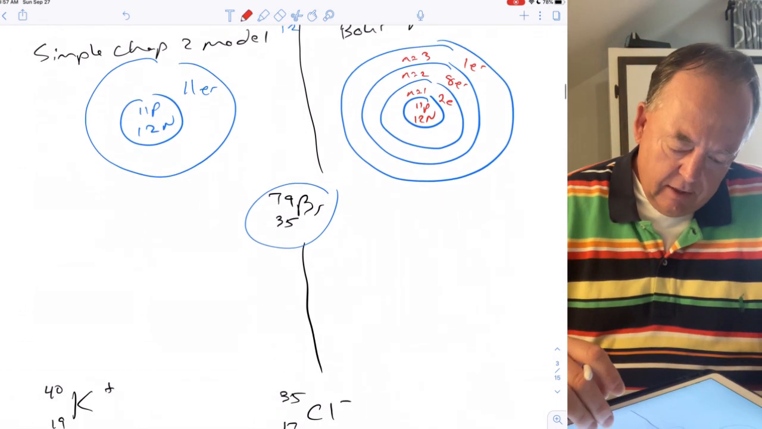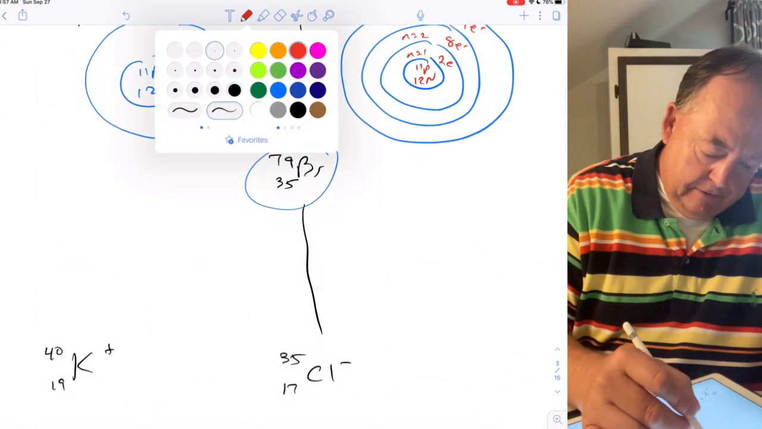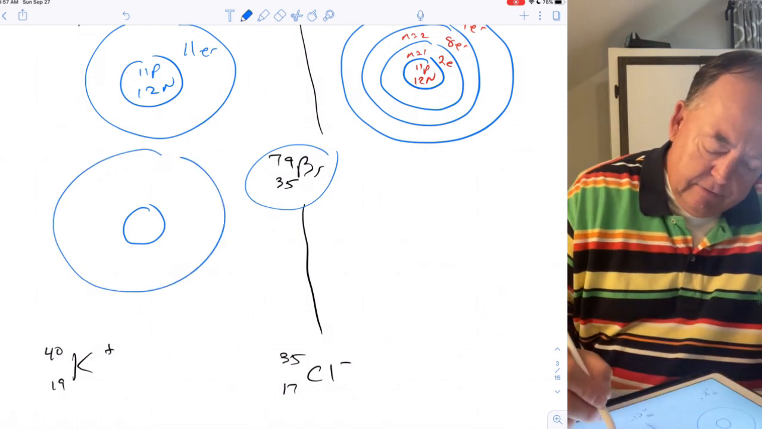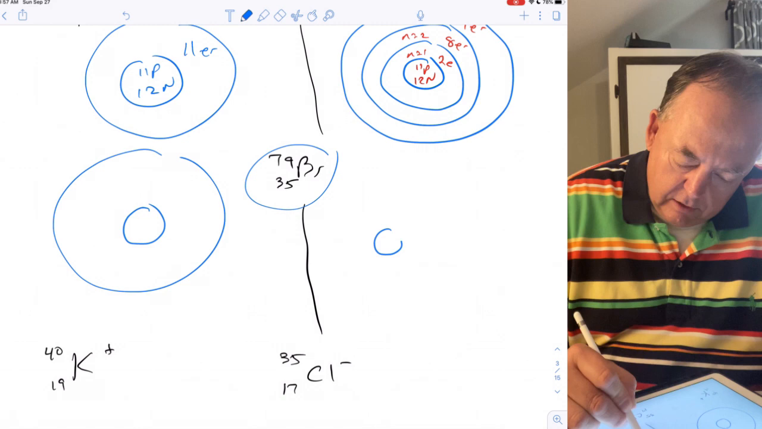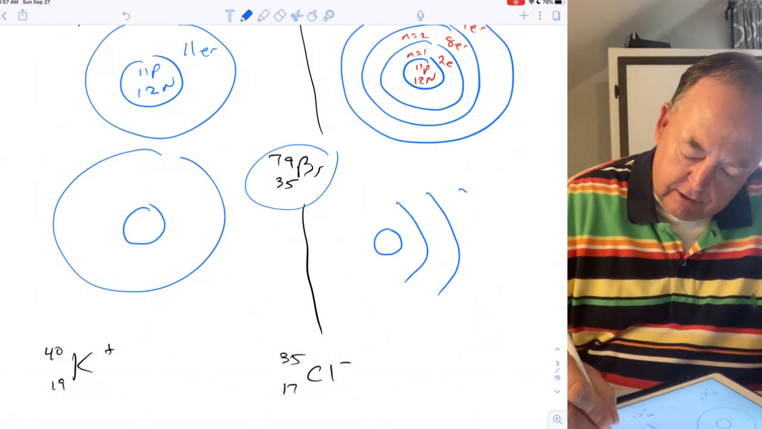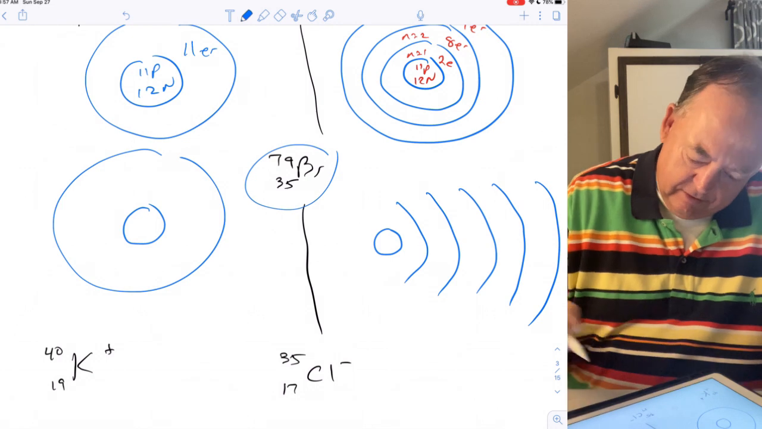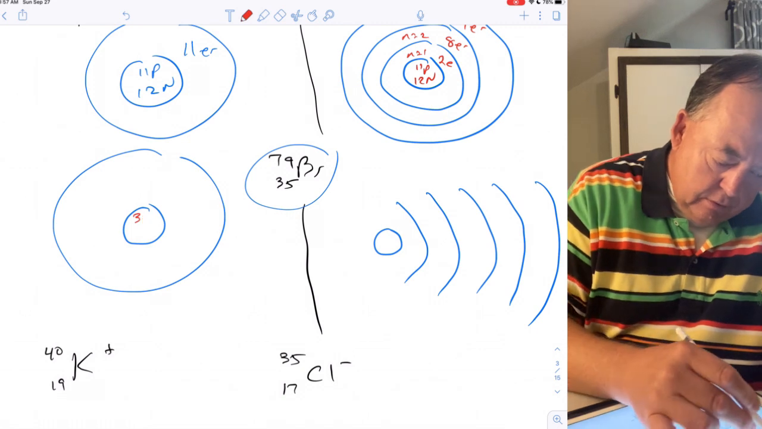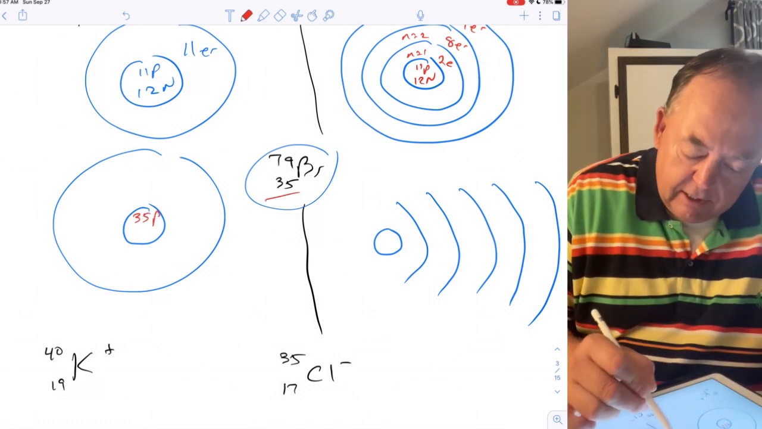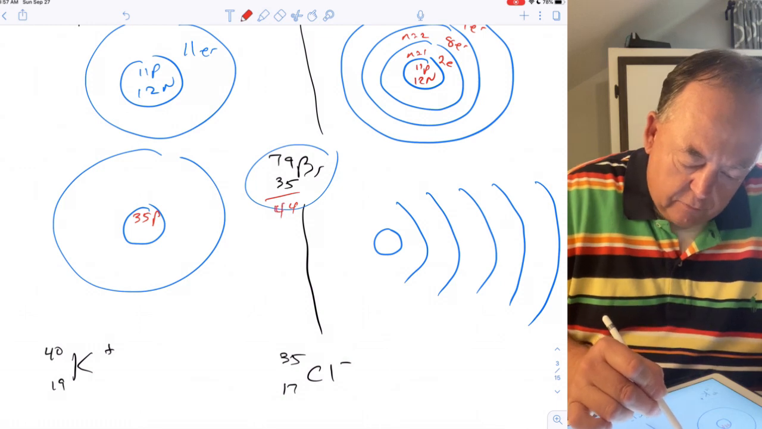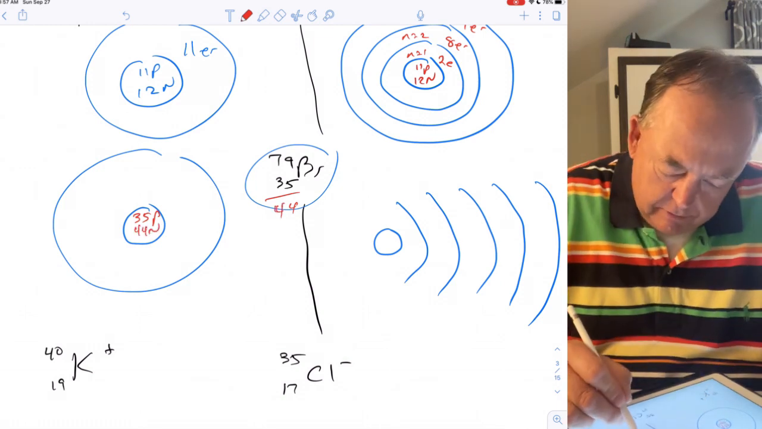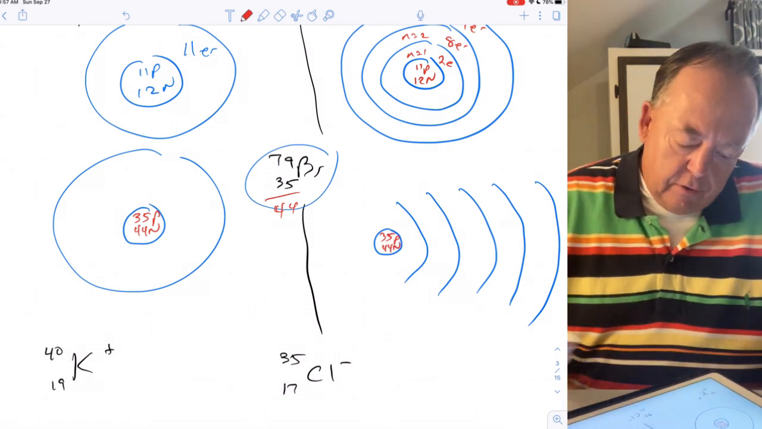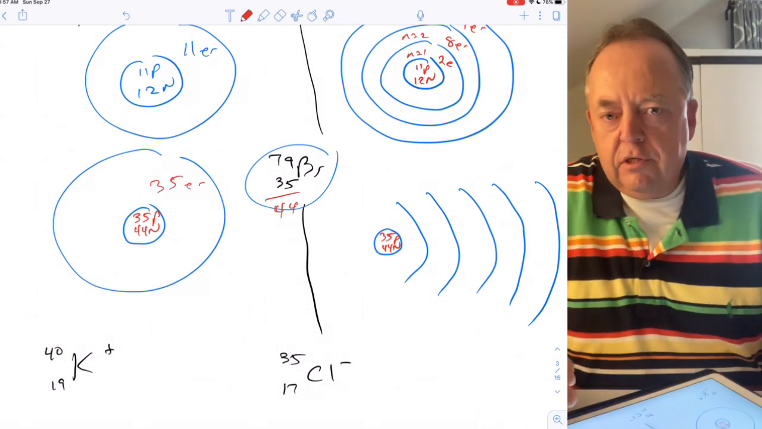And if we did this for bromine-79, again just using our simple model or the Bohr model, this is a lot of electrons, so I'll just draw my shells like this. So we have 35 protons. If we subtract this, 44 neutrons. So it's going to be the same in both models, the nucleus. So now 35, so then you would have 35 electrons if we're using the simple chapter 2 model.